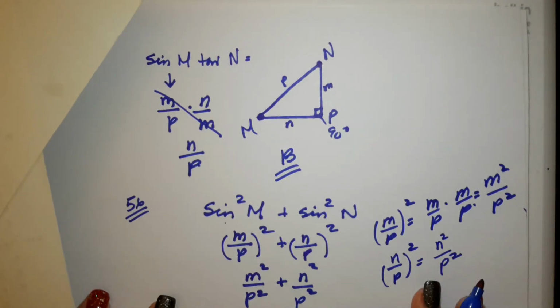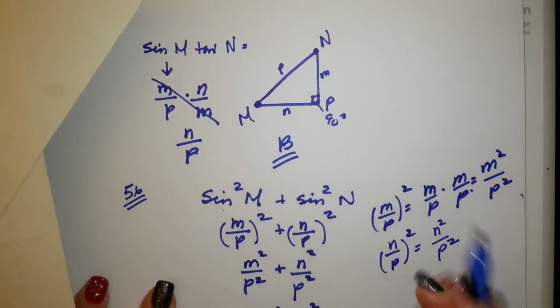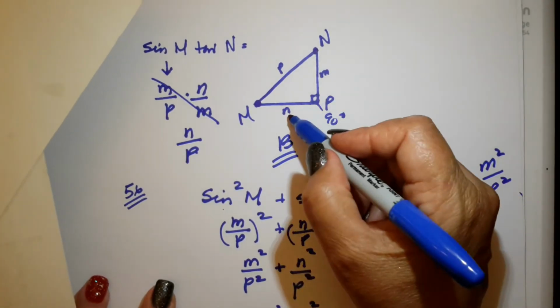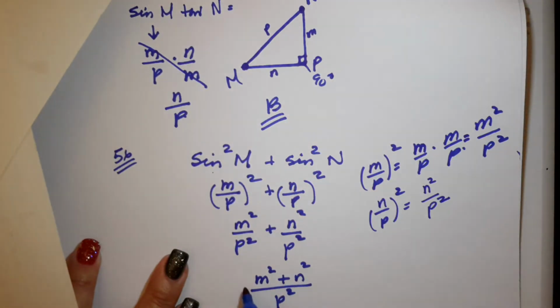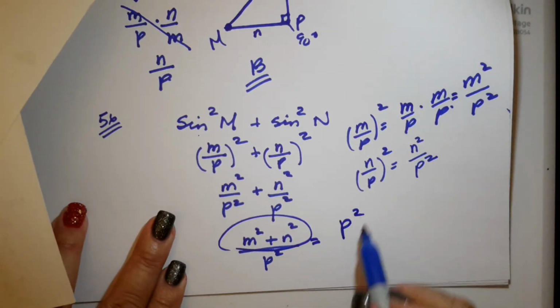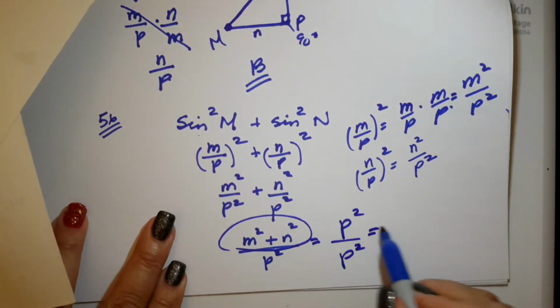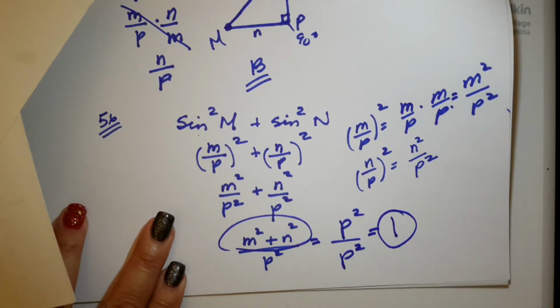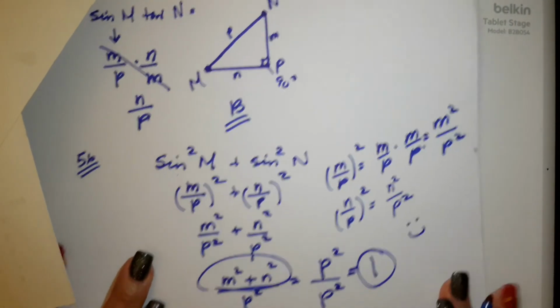But if you remember, when you have a right triangle, m squared plus n squared is going to be p squared. So this here is the same thing as p squared, and p squared over p squared is the same thing as 1. I hope this helps. I love this problem.